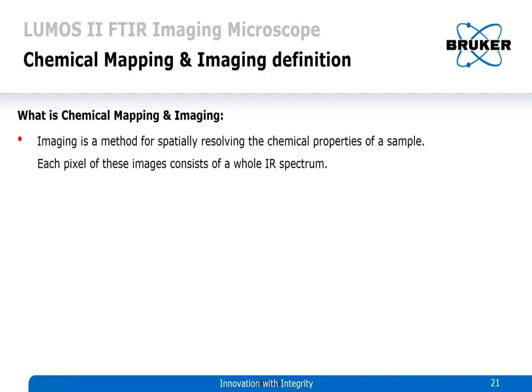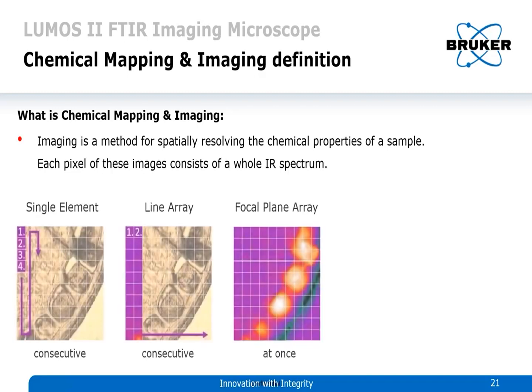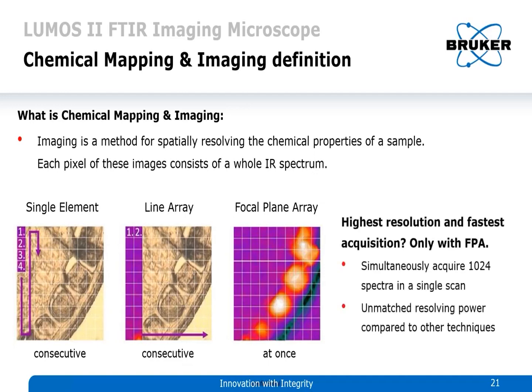And we create pixels, and each of these pixels contains a whole FTIR spectrum. So if you have a single element detector, you're doing every pixel consecutively. If you have a line array, you do it line by line. And with a focal plane array, you take the whole image at once. And the highest resolution and fastest acquisition is only achievable with an FPA detector. So we simultaneously acquire 1024 spectra in just a single scan, which is about 1.5 seconds. And we have an unmatched resolving power compared to other techniques. So this means the highest spatial resolution achievable.